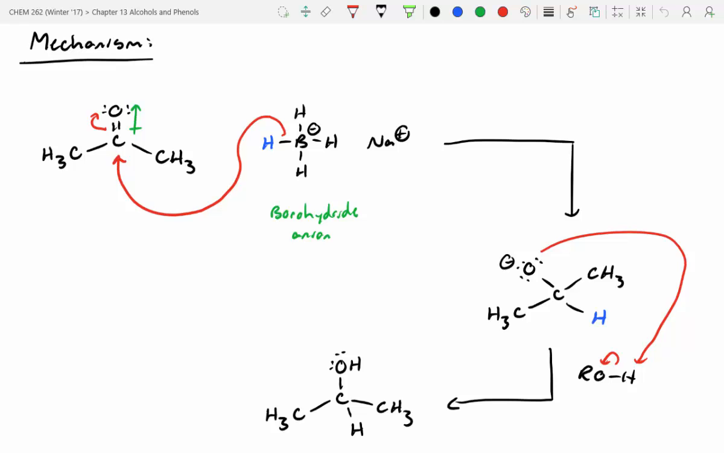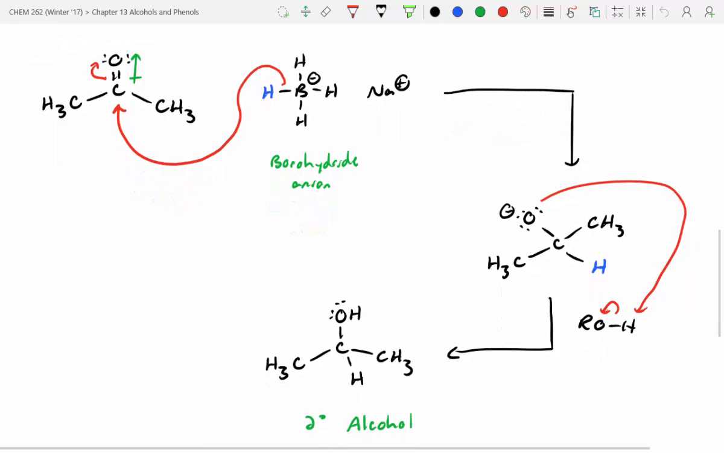solvent. And we showed the mechanism yesterday before we left, where hydride will attack that carbon, kick up electrons onto the oxygen, and then you have a proton transfer. So in this case, we had a ketone, so we're getting a secondary alcohol. But let's continue on.